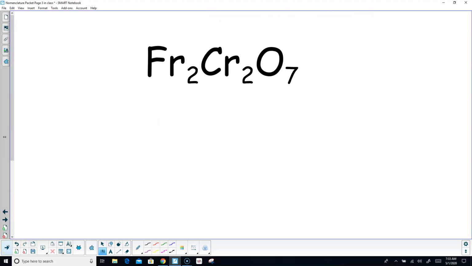This guy, francium. Francium is representative. It only has a charge of 1 plus, so we simply name this francium. And this is dichromate.